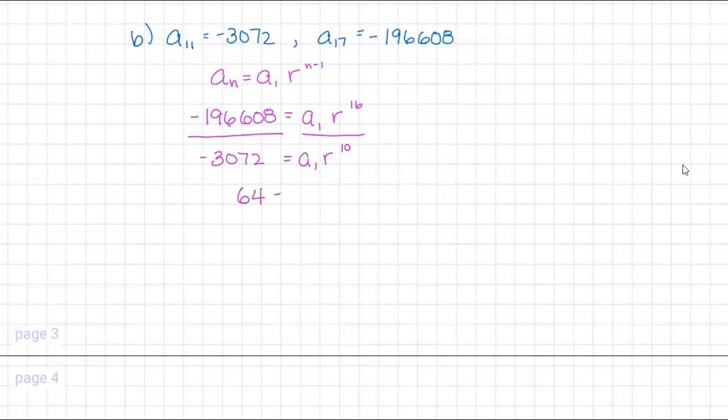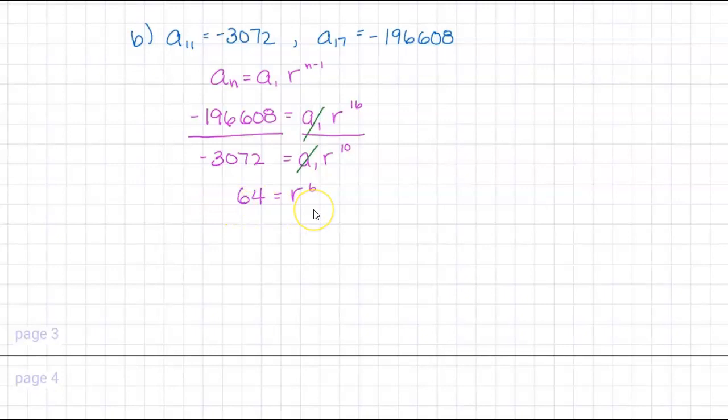It's 64. And then over here, the a sub 1's cancel. I'll cross those out. And then use your rules of exponents. When you're dividing with the same base, you subtract the exponents. And 16 minus 10 is 6. This is the reason why I like to put the bigger term number over the smaller term number. That way I have a bigger number on top, so when I subtract, I'm getting a positive number. It just makes it easier.